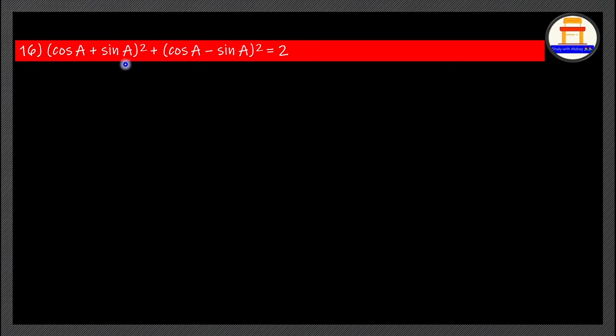(cos A + sin A)² + (cos A − sin A)². This is like (a + b)² + (a − b)². There is no identity relating to both of them, so let us open the brackets. Let's separately open (a + b)², and separately open (a − b)².